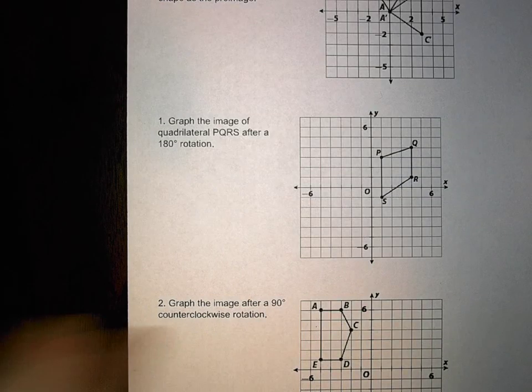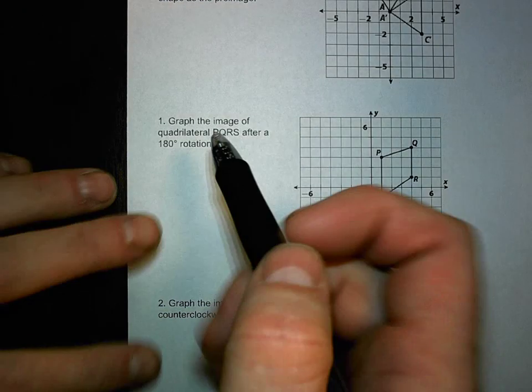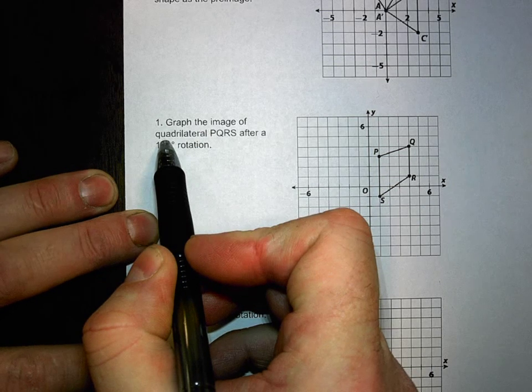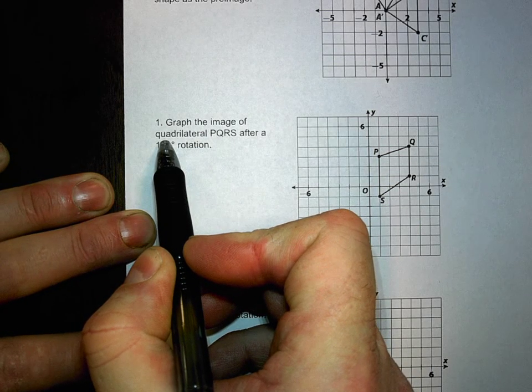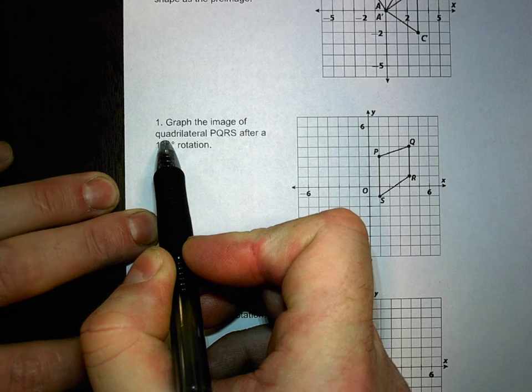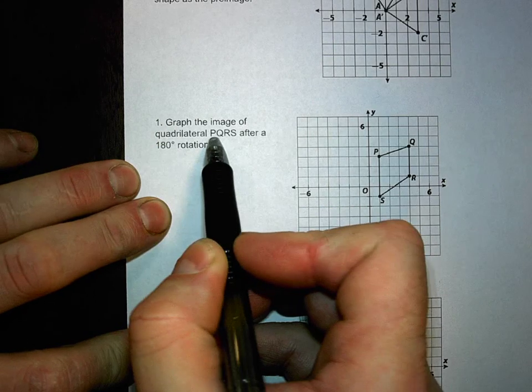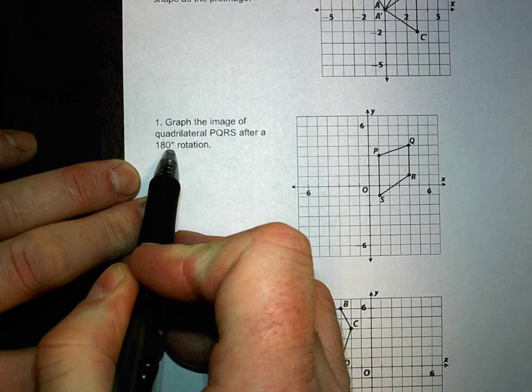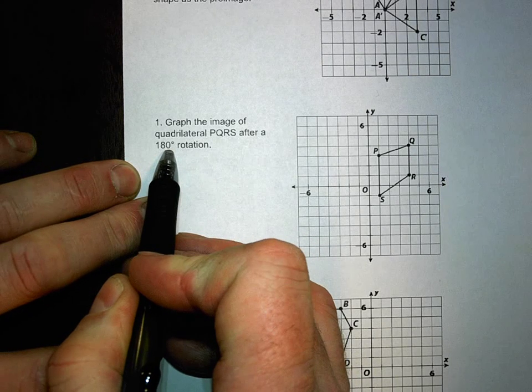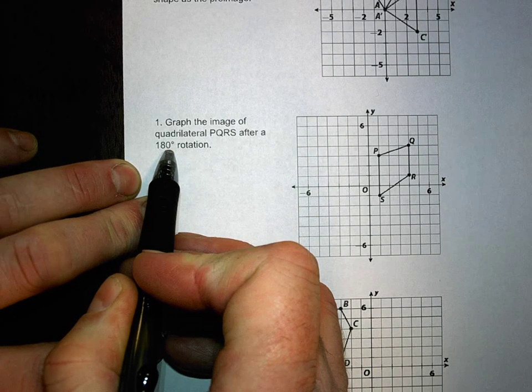So let's look at number 1. It says graph the image of quadrilateral. What does quadrilateral mean? What's a quadrilateral? A shape. What does quad mean? Four. So a quadrilateral is a 4-sided figure. After a 180-degree rotation, that means I'm going to rotate it 180 degrees.